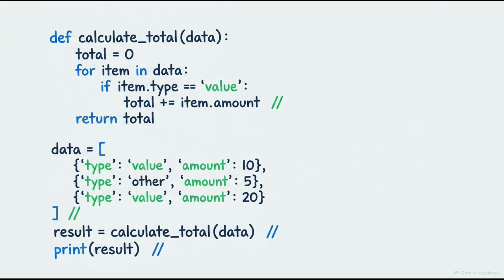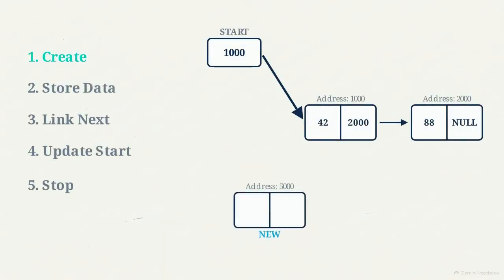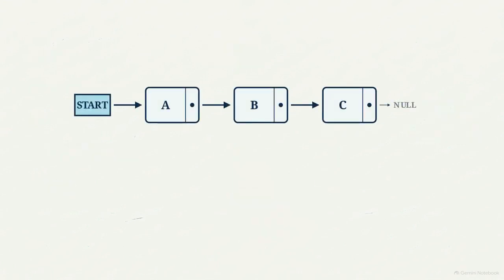Having executed the process manually, we can now easily read and understand the formal algorithm for inserting an item at the beginning. Step 1. Create a new node called New. Step 2. Store your item in the new node's data field. Step 3. Set the new node's next pointer to equal start. Step 4. Set start to equal the new node. And step 5. Stop.